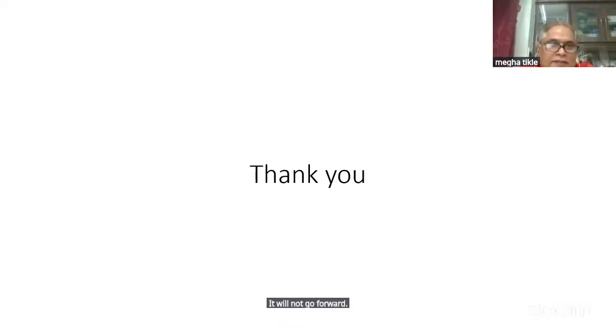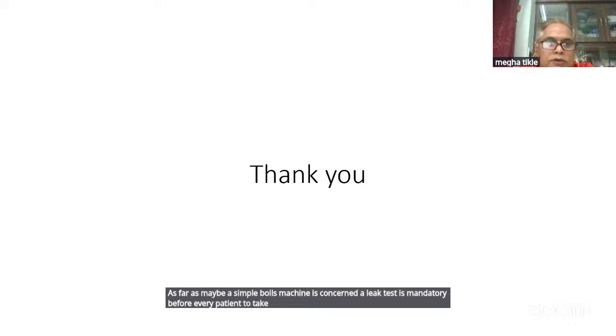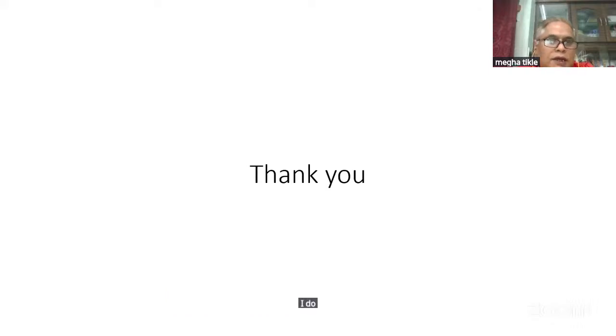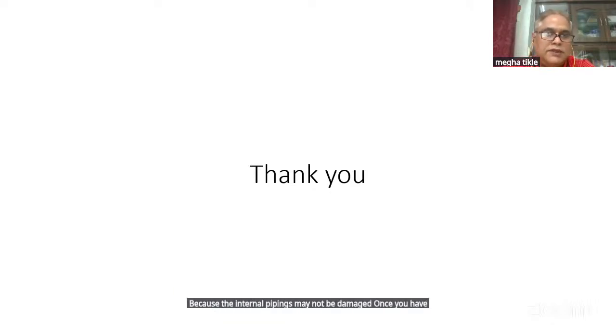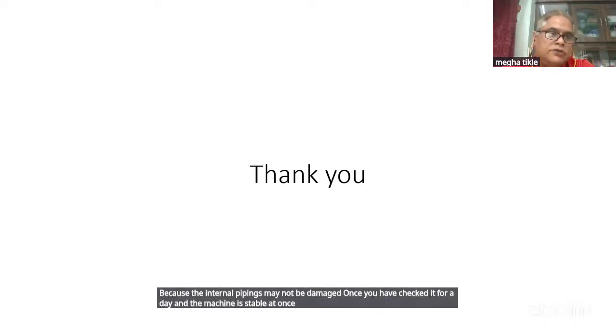As far as a workstation is concerned, or maybe a simple Boyle's machine, a leak test is mandatory before every patient, because we have all the sharps kept on the table near the trolley. In that case, I suggest that you do at least a positive pressure leak test for your circuit, because the internal piping may not be damaged. Once you have checked it for a day and the machine is stable in one place, circuits do get damaged, and reservoir bags do get damaged. So checking them is necessary before each case.